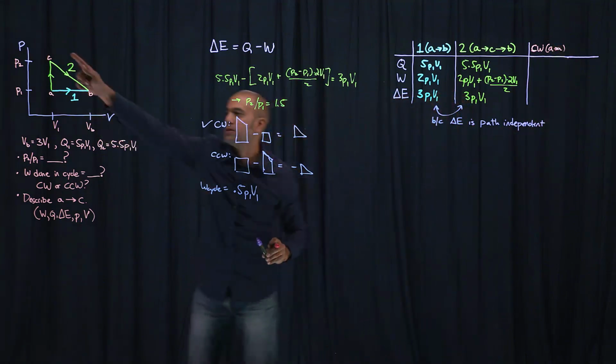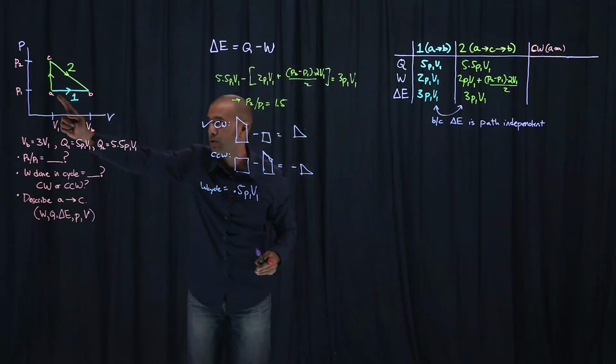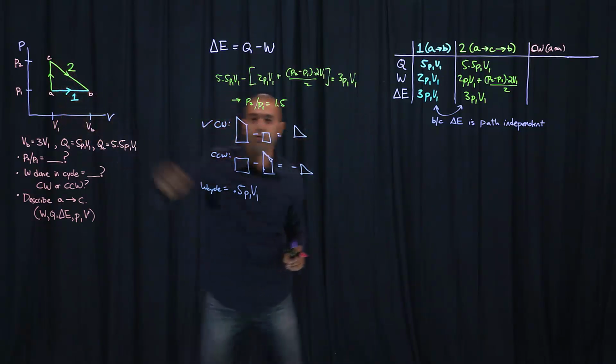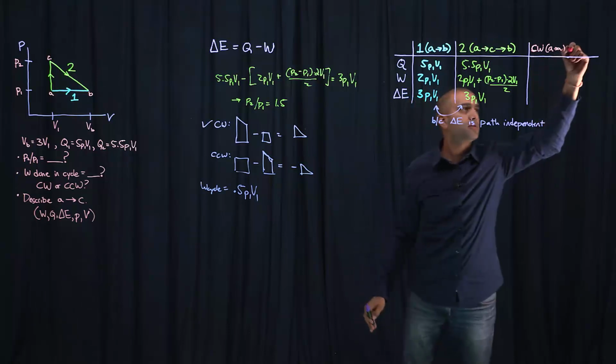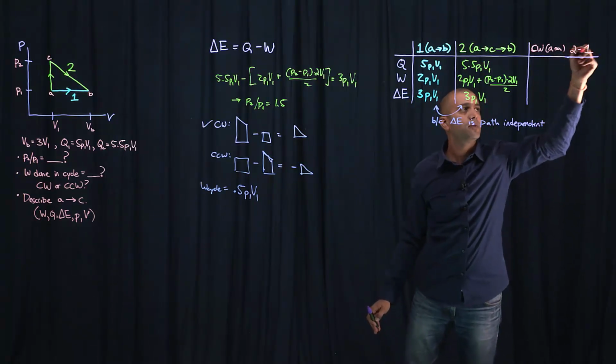Basically, I'm going to go from A to C, C to B, and B to A. Now, you can see that obviously that path is just going positive along 2 and then minus along 1. So this is just equivalent to 2 minus 1. In other words, path 2 minus path 1.